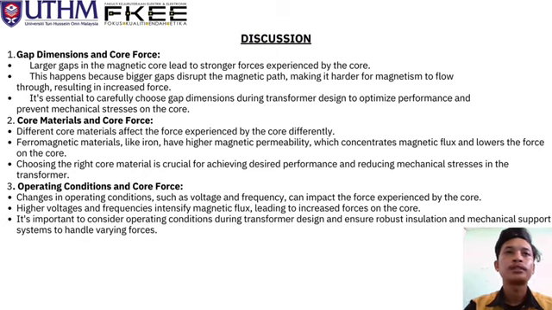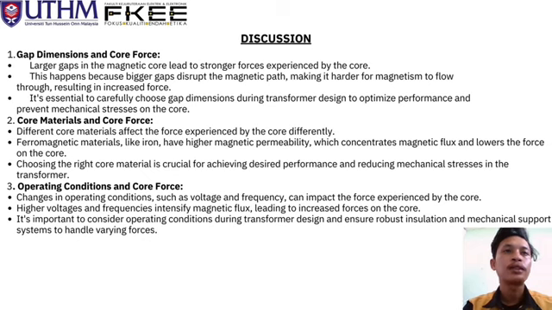Next is discussion. First is gap dimension and core force. Larger gaps in the magnetic core lead to stronger forces experienced by the core. This happens because bigger gaps disrupt the magnetic path, making it harder for magnetism to flow through, resulting in increased force. It is essential to carefully choose gap dimensions during transformer design to optimize performance and prevent mechanical stresses on the core.